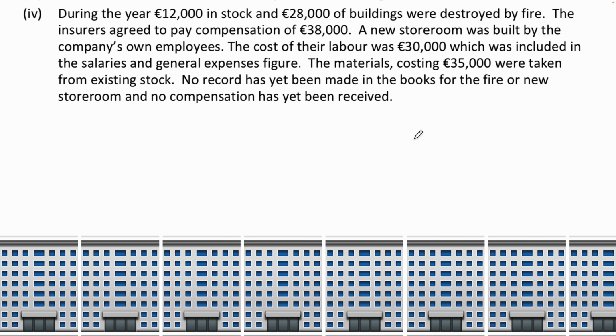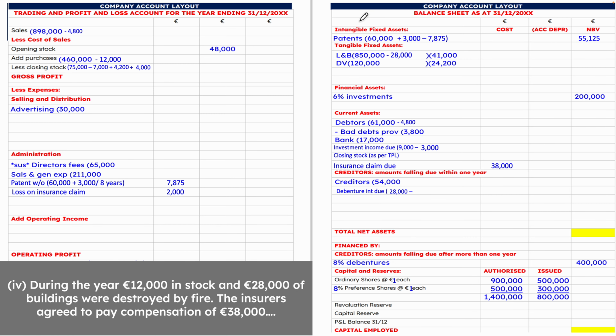Okay, so look, this is about a couple of different things. The first thing here would be that we need to record the fire and the insurance in relation to the fire. So we'll take a look at that first. So during the year, 12,000 in stock. Now, it's very important for you to know that we see the word stock.